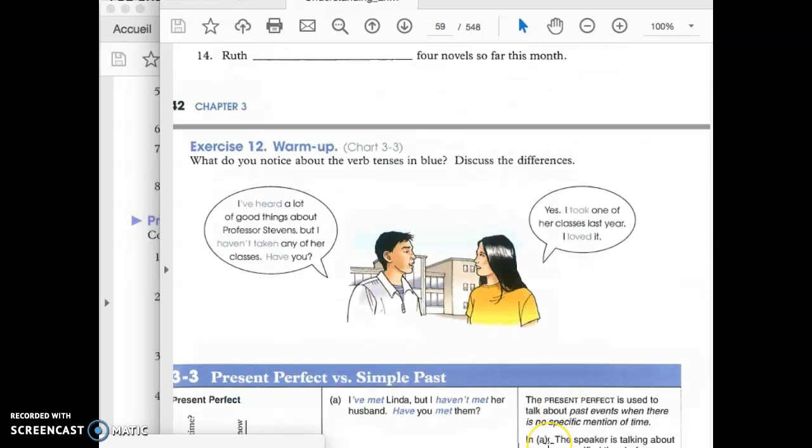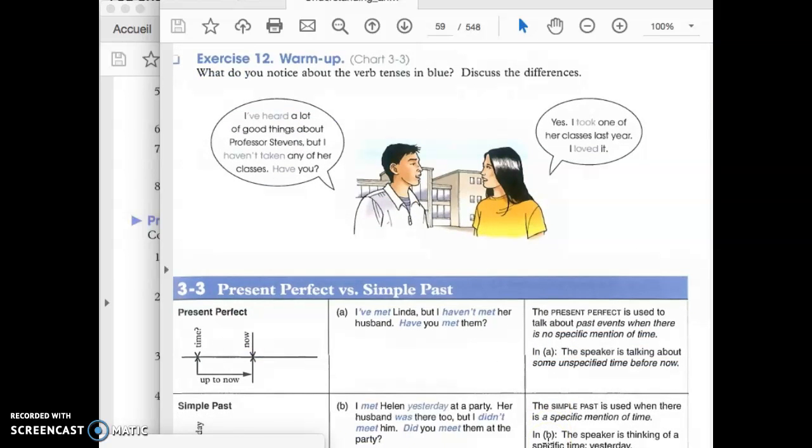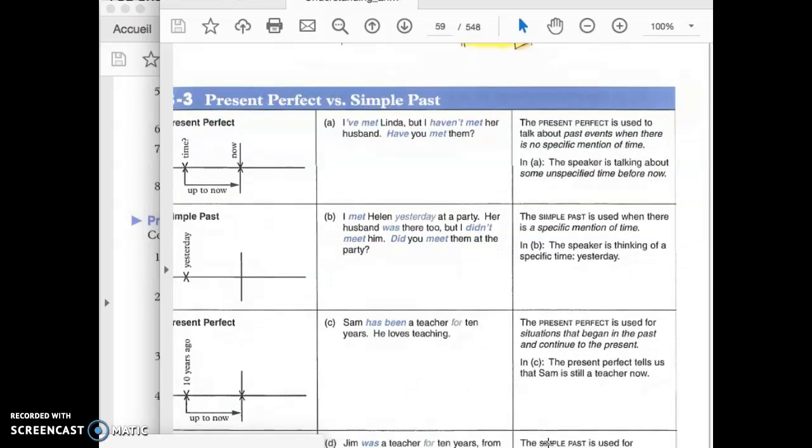Now, present perfect versus simple past. That's quite important. The present perfect is used to talk about past events when there is no specific mention of time. The speaker is talking about some unspecified time before now. I've met Linda, but I haven't met her husband. Have you met them? So, the speaker is talking about some unspecified time before now. When did we meet this guy, this woman?